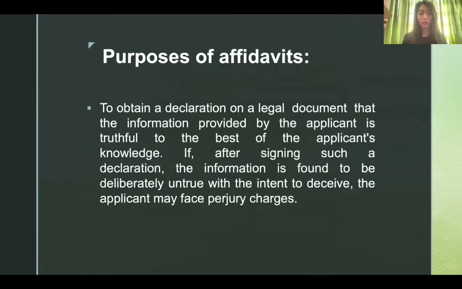And to obtain a declaration on a legal document that the information provided by the applicant is truthful to the best of the applicant's knowledge. If after signing such a declaration, the information is found to be deliberately untrue with the intent to deceive, the applicant may face perjury charges.